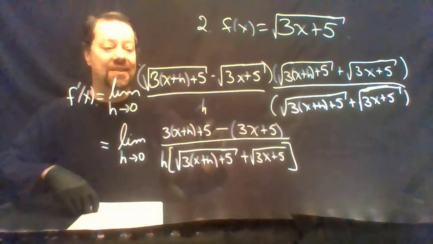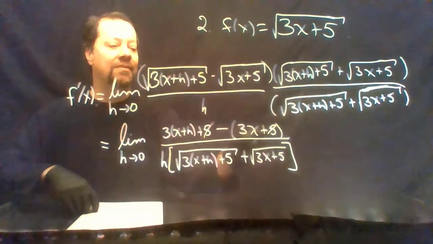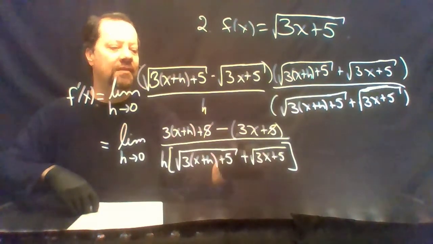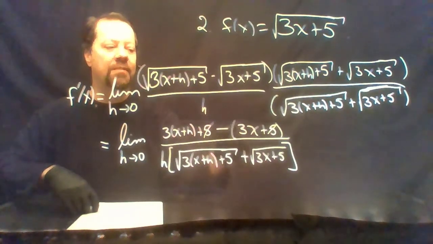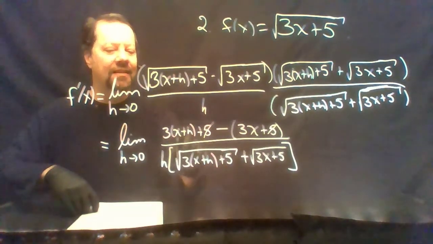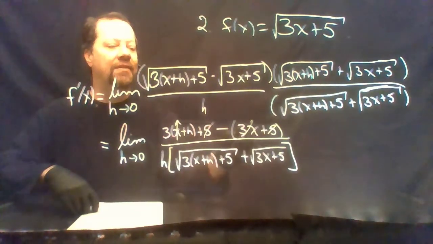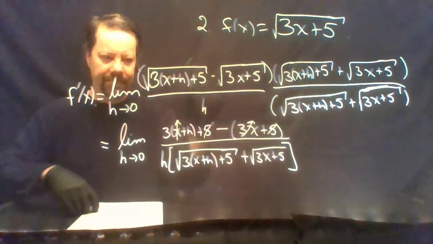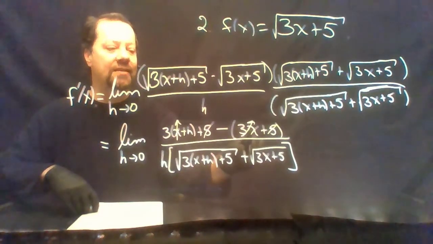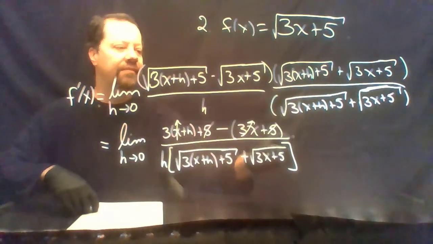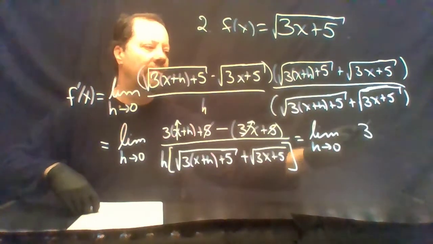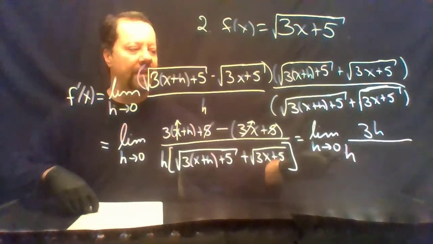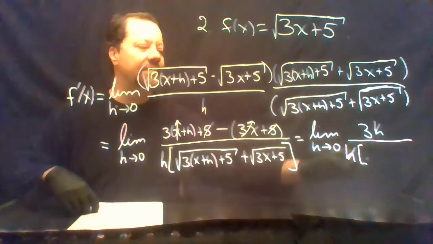Now, terms cancel. The 5's will cancel. By the way, the parentheses on the second part in the numerator are essential. We subtract not just the first term, but the entire expression. The 3x will cancel with the 3x in the second grouping. That leaves only 3h in the numerator. We left this h out because we knew it had to cancel.